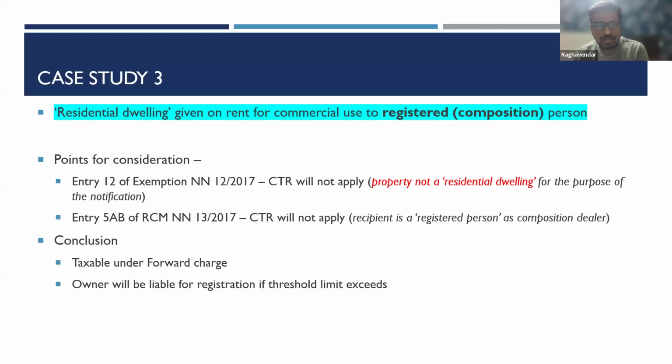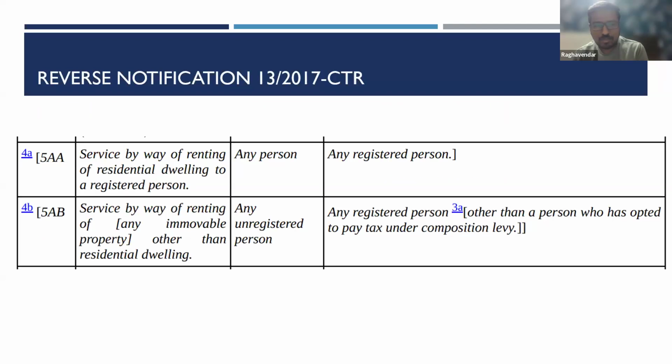Another variant is case study 3: residential dwelling given on rent for commercial use to a composition registered person. The tenant is registered as a composition dealer. Here again, the exemption will not apply, and the RCM entry will also not apply because there is a specific exclusion in entry 5AB: any registered person other than a person who has opted to pay tax under composition levy.